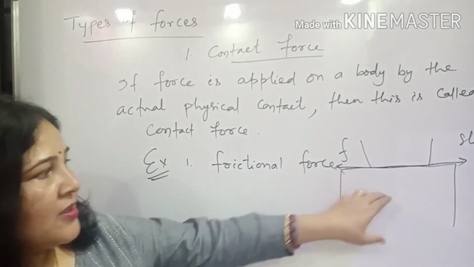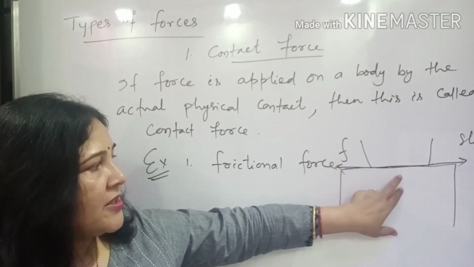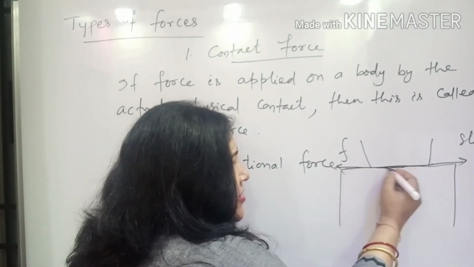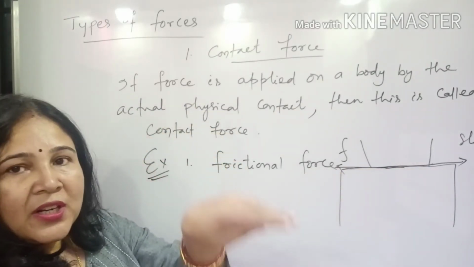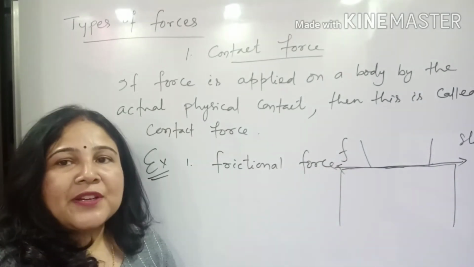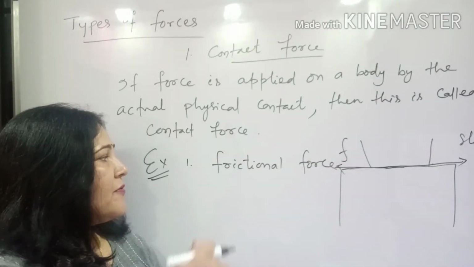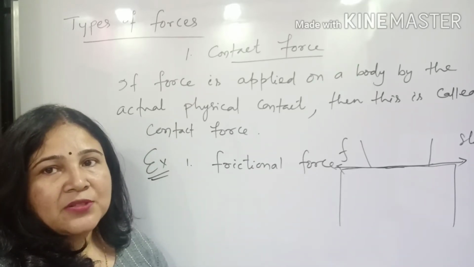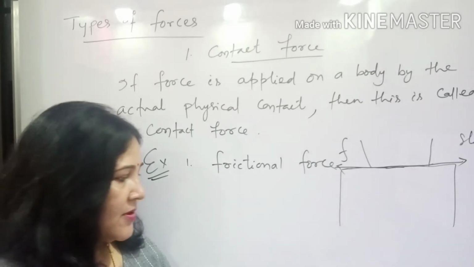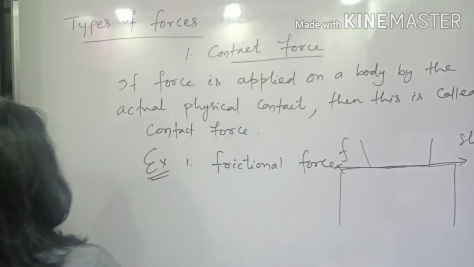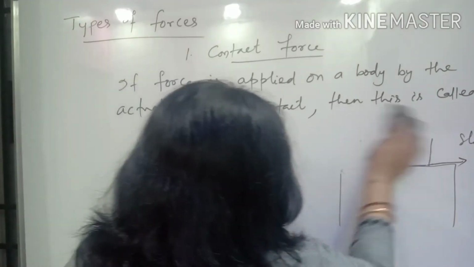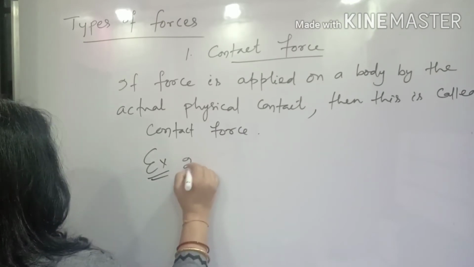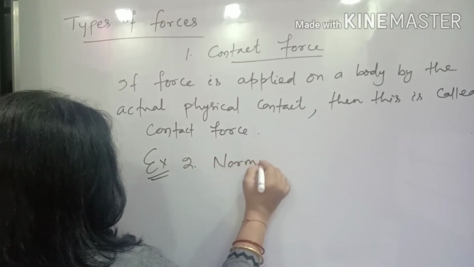This frictional force always acts between the two surfaces in contact. Where the two surfaces are in touch, there exists the frictional force between them. So frictional force is applied by the physical contact of the two bodies. That's why it is called a contact force. Now one more example: the second example under this is normal force.